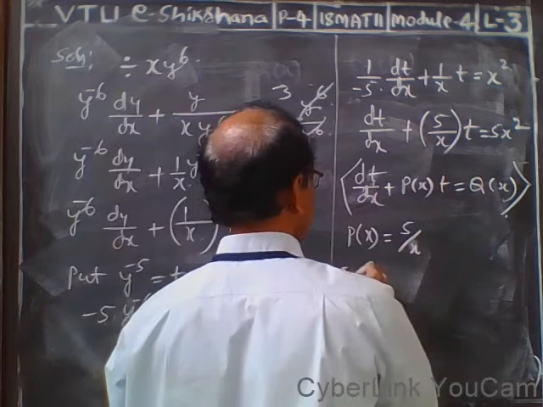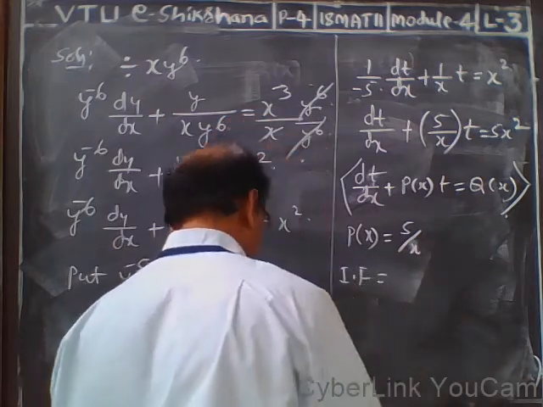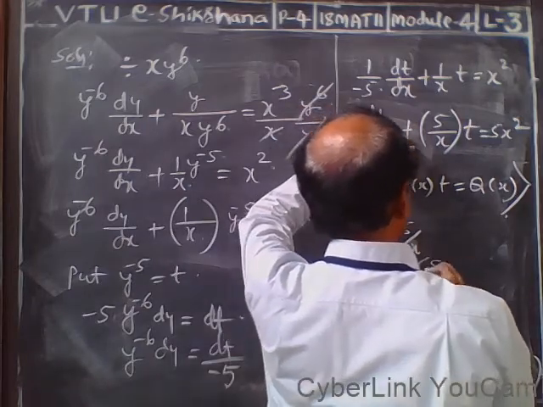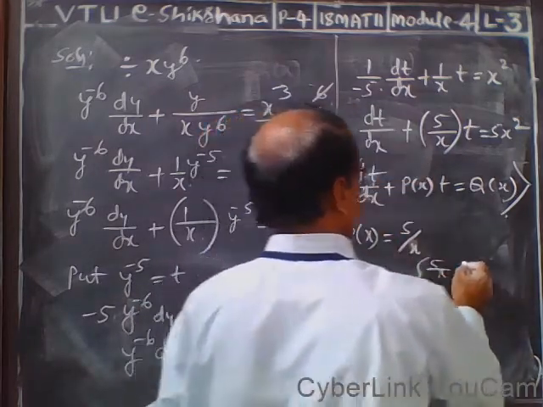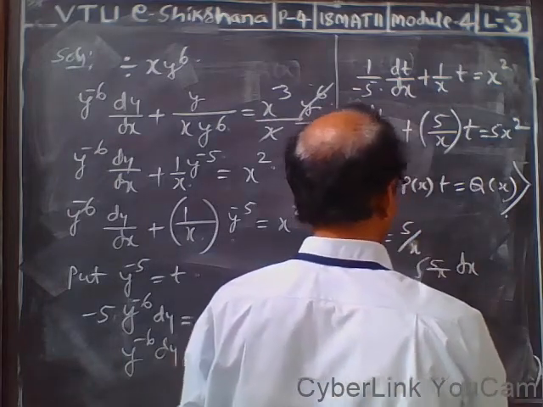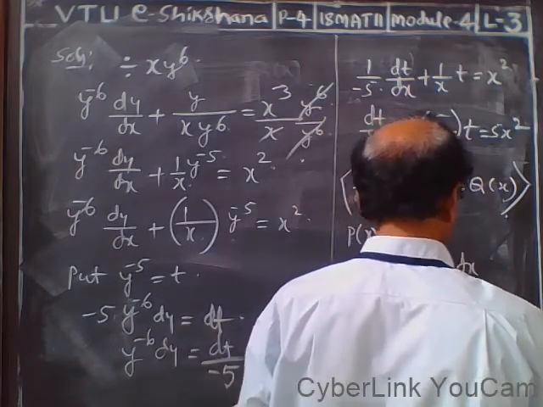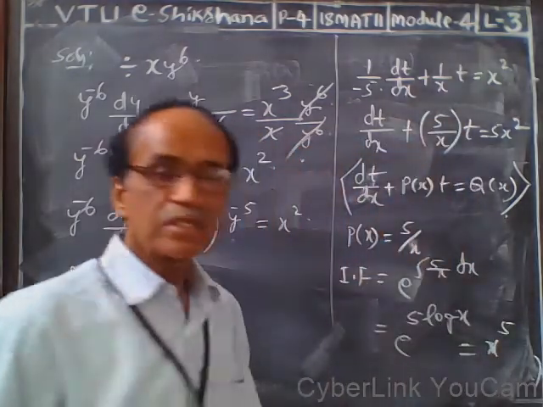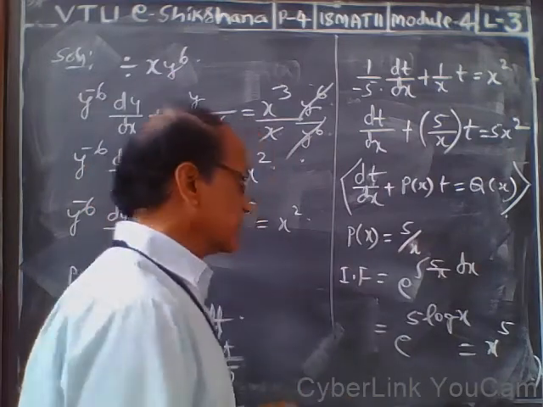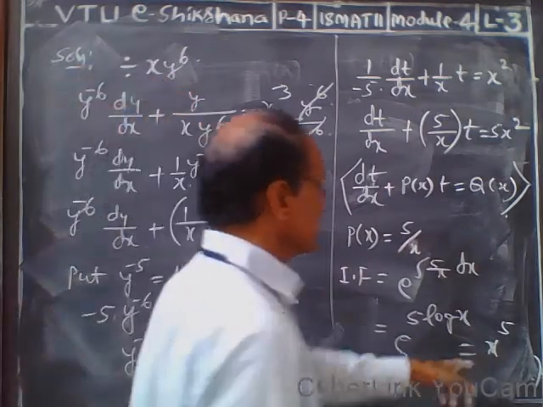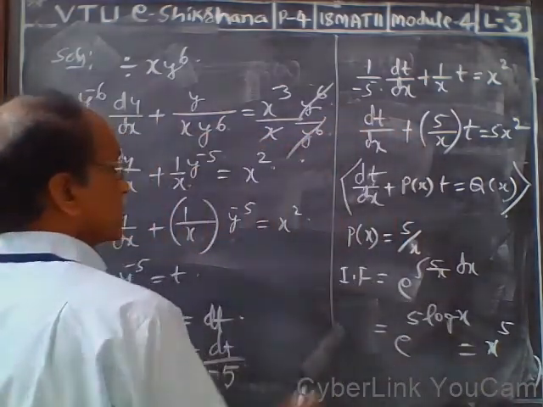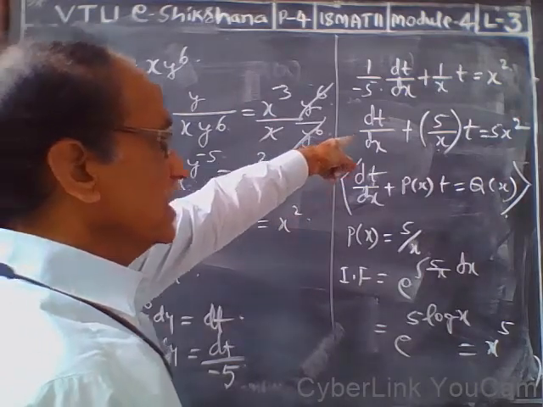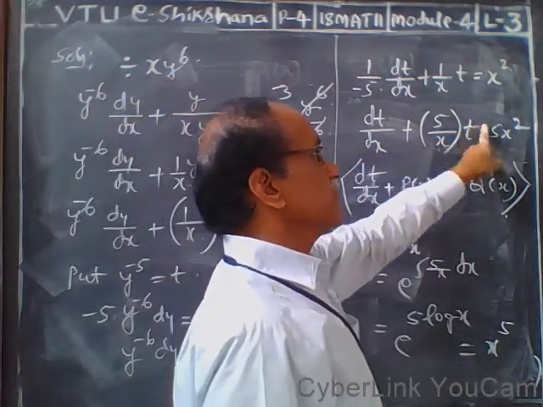Then the integrating factor, IF, you take as e to the power integration of 5 by x dx, which is e to the power 5 times log x. This is x to the power 5. You are converting this non-linear into linear like this. Then the integrating factor we get is x to the power of 5. Now this is your reference differential equation, which is said to be linear because it is linear in the dependent variable t.